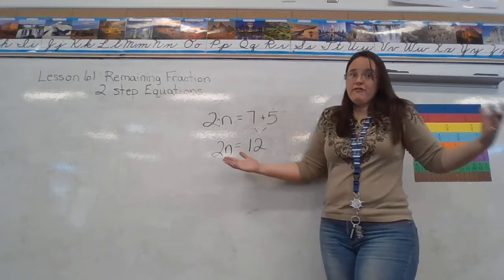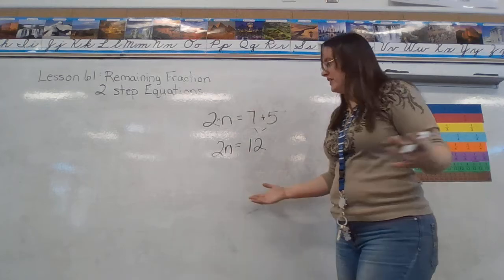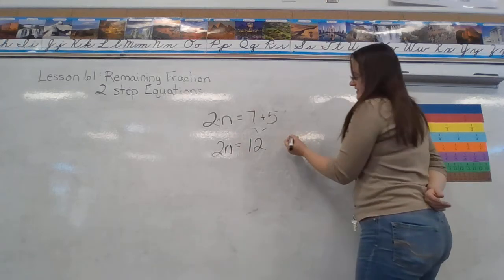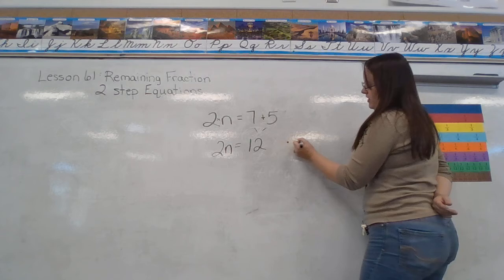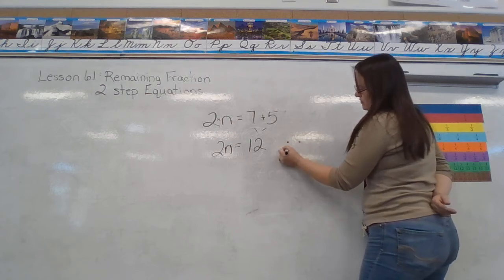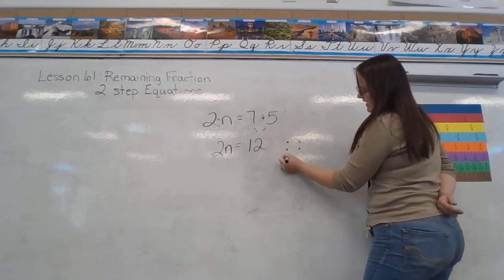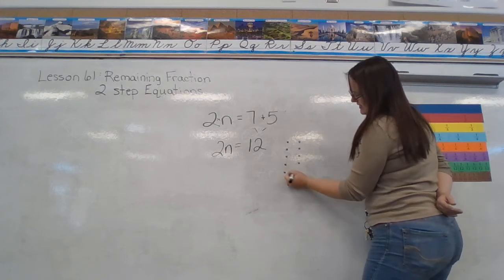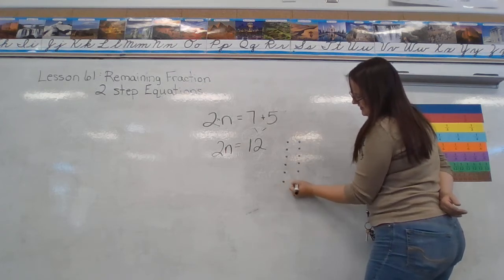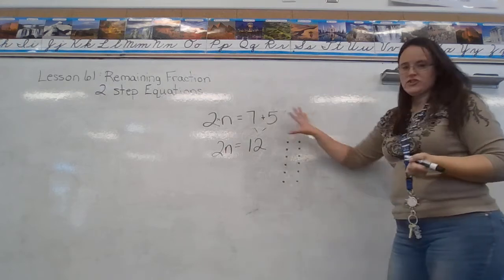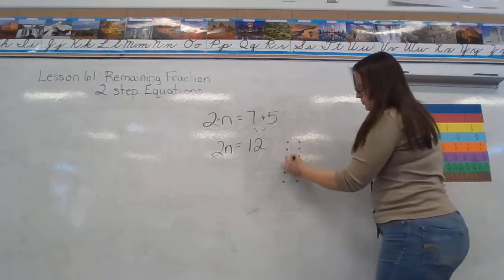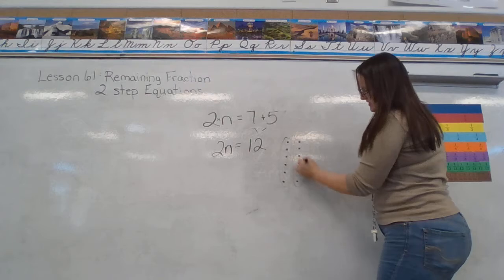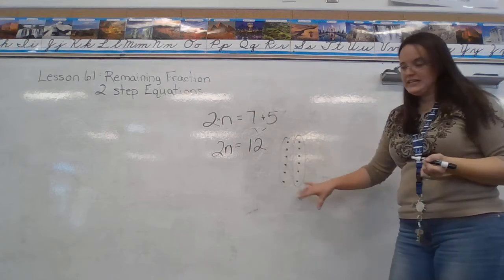2 groups of what equals 12. So that's what I'm going to do here for this first example. We would have 1, 2, 3, 4, 5, 6, 7, 8, 9, 10, 11, 12. So I have 12 dots. Here's one group. Here's another group. How many are in each group?